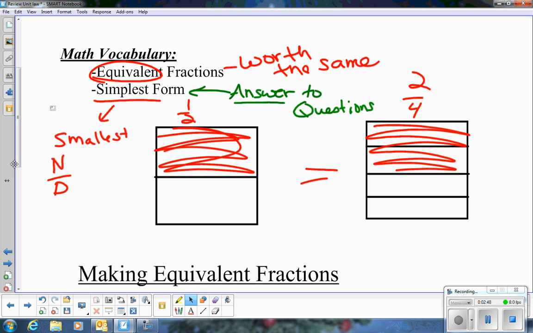Like when we do changing mixed numbers to improper fractions. That's not simplest form, but we're doing that on purpose. But if it doesn't give you directions and you're doing an operation, add, subtract, multiply, or divide, when you're done, your answer must be in simplest form.